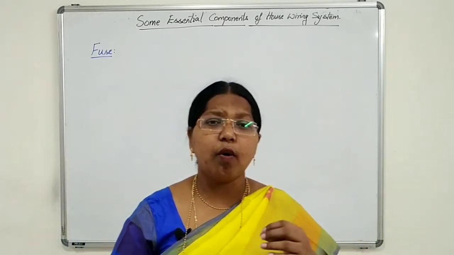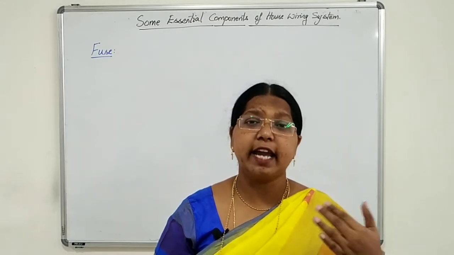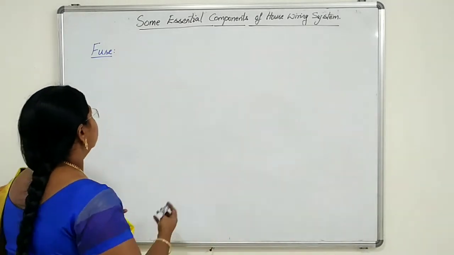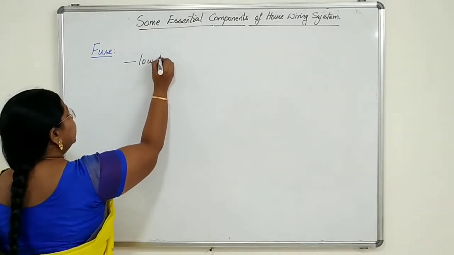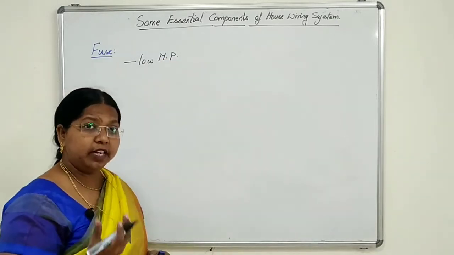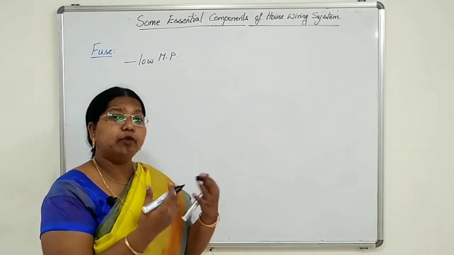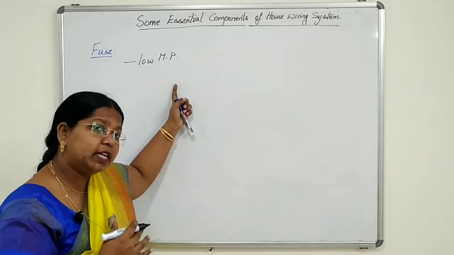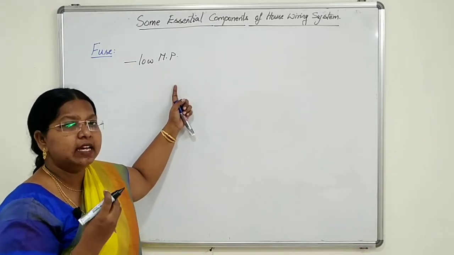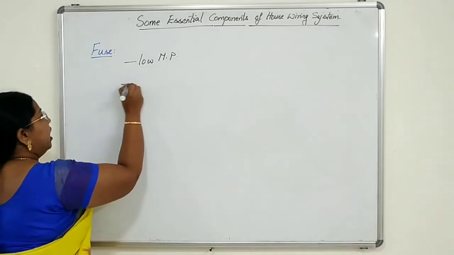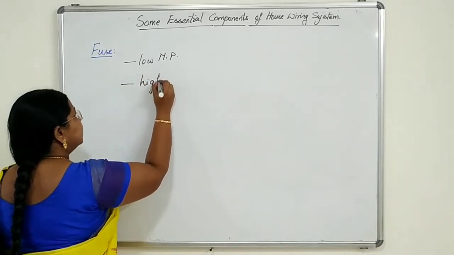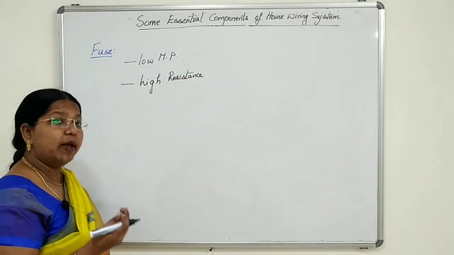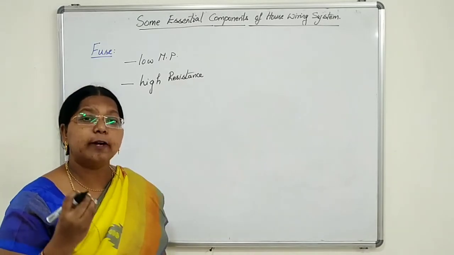So we will see now what are the characteristics that a fuse wire requires. The first characteristic is it should have low melting point. If melting point is very high, even if high current, high potential enters into the household, it will not melt. So it should have low melting point so that it immediately melts and breaks, disconnecting the circuit. And it should have high resistance. So, low melting point and high resistance, these are the two characteristics.